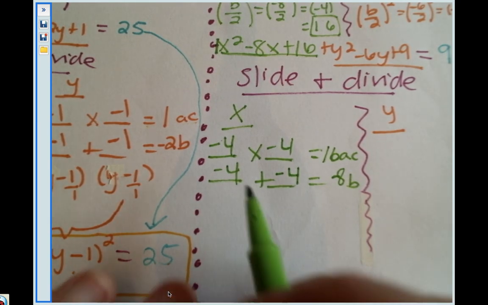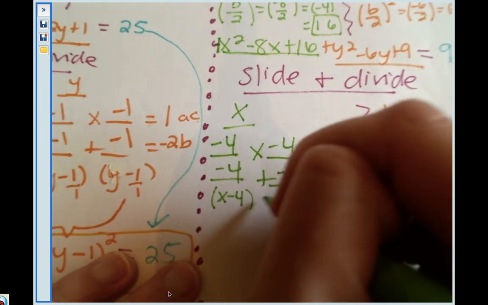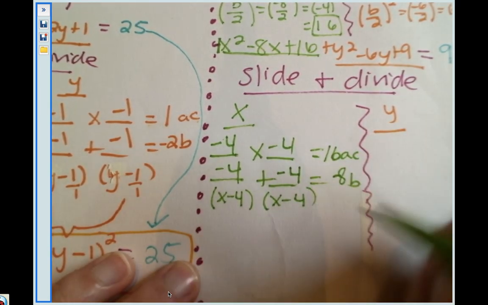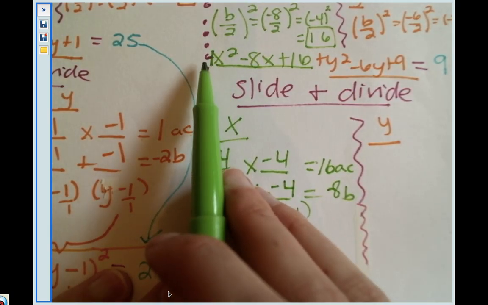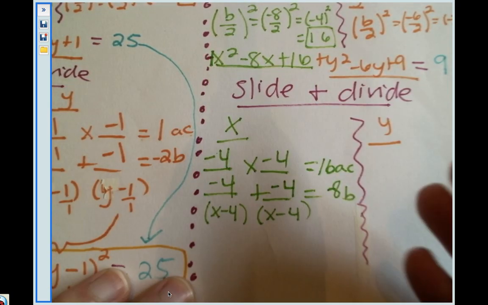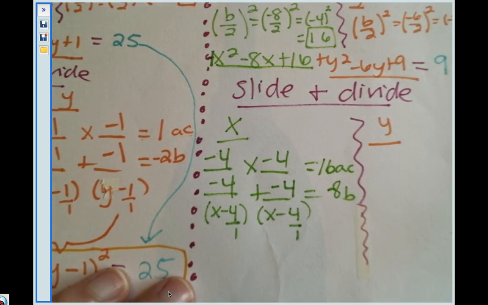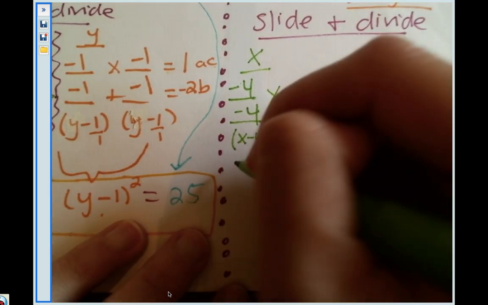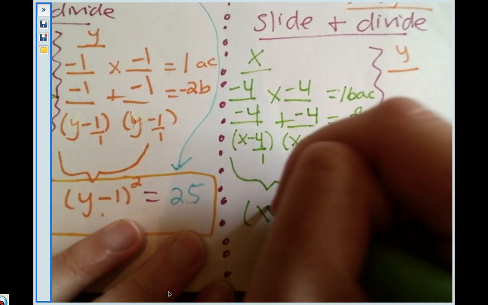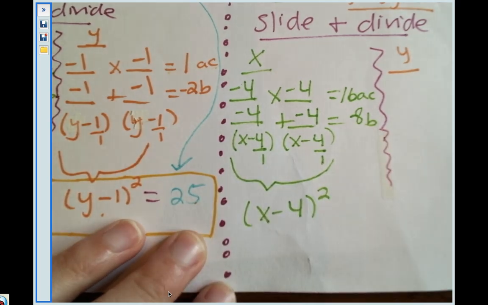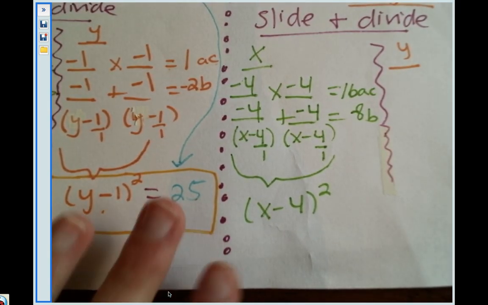Alrighty, technically we can write this as x minus 4 times x minus 4. Don't forget we slide and divide, so we divide by what we slide by, which is a. So I'm going to divide by 1. But negative 4 divided by 1 is negative 4. And guess what, you guys? I'm going to write this as x minus 4 quantity squared. All right, we're halfway there. We got this. Let's slide and divide again.